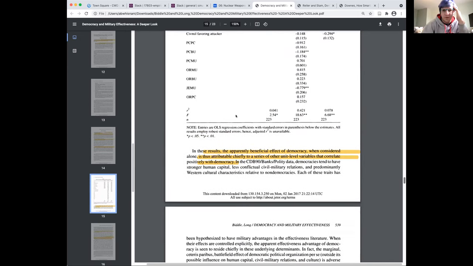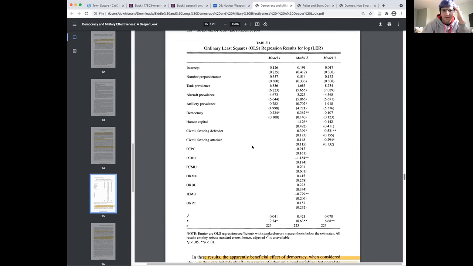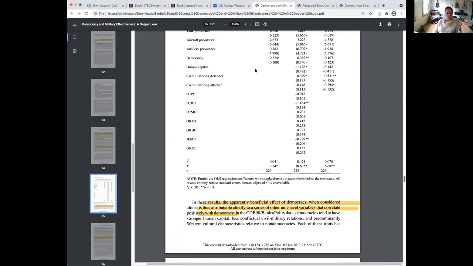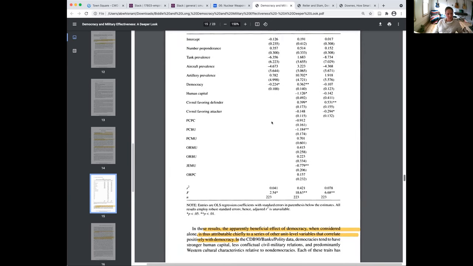Austin, I'm slightly confused about what the dependent variable here is. The dependent variable is the battle outcome. So it's a binary 1-0? It's a loss exchange ratio. It's the number of casualties for the attacker versus the number of casualties for the defender. And more negative is more good for, in this, I guess? Yes, okay, sorry. So yes, negative is good.